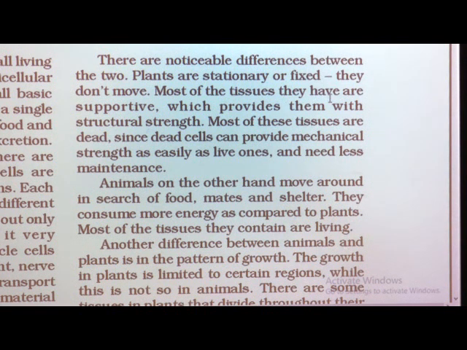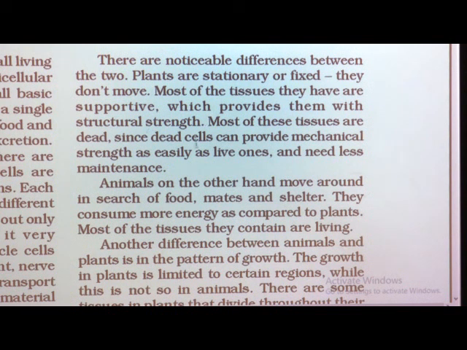Most of the tissues the plants have are supportive, which provides them with structural strength. As plants cannot go from one place to another place, they remain at that place only, but plants should be very strong. They should overcome adverse situations like very heavy rainfall, wind, etc. So, for that they should have more strength. Most of the tissues in the plants are supportive and they provide them structural strength.